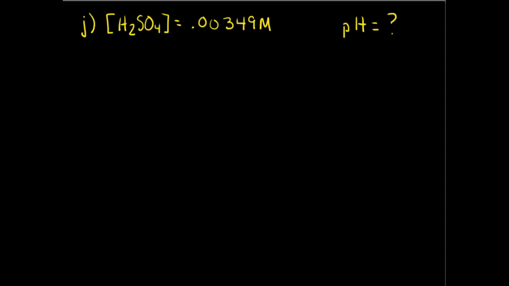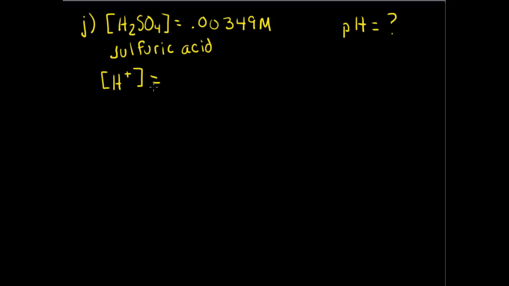For letter J, we've got our concentration of, what's this called? This is a sulfate, SO4, sulfate. It's got some hydrogens tacked onto it, so it's an acid. The -ate changes to -ic. This is sulfuric acid. It's a strong acid. Our concentration is 0.00349. Because it's a strong acid, we can say that that concentration is the same as our concentration for hydrogen.